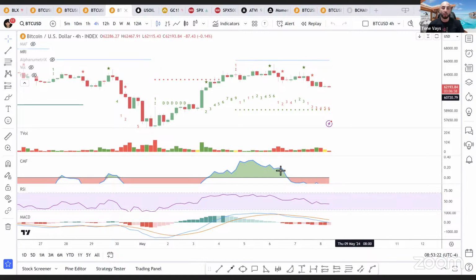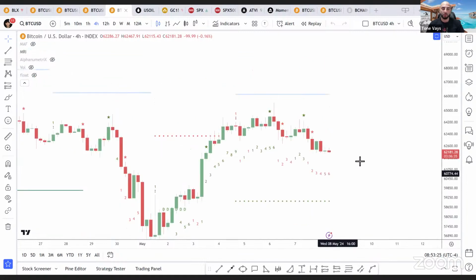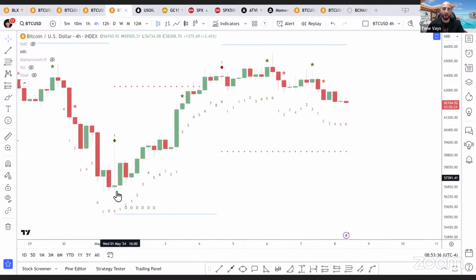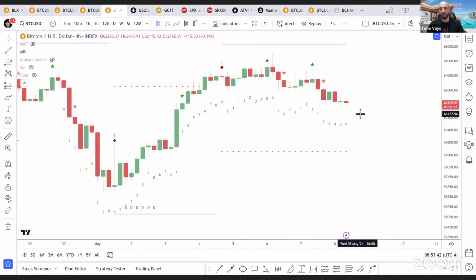Here's the 4-hour chart. The 4-hour chart is nothing to scream home about. We have almost completed an MRI trend. Would be nice to get an MRI buy on a 4-hour. The last time we had an MRI buy on a 4-hour, it did come in and mark the low. If we do get an MRI buy on a 4-hour again, somewhere in the $61,500 range, sometime later today or tomorrow, then that could be a potential reversal.